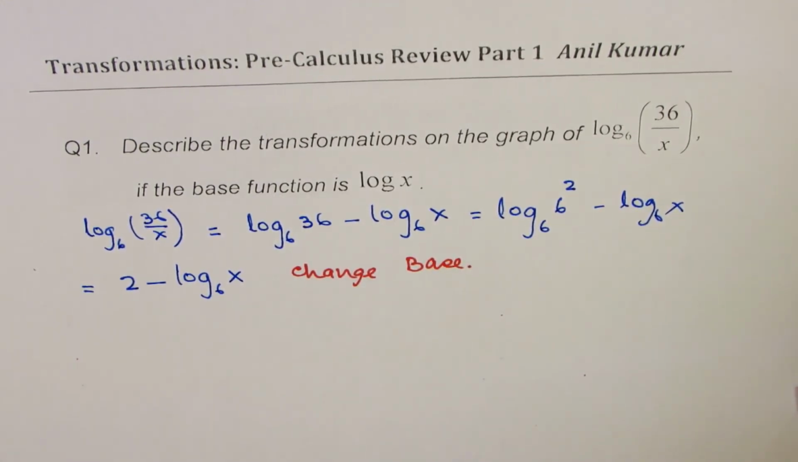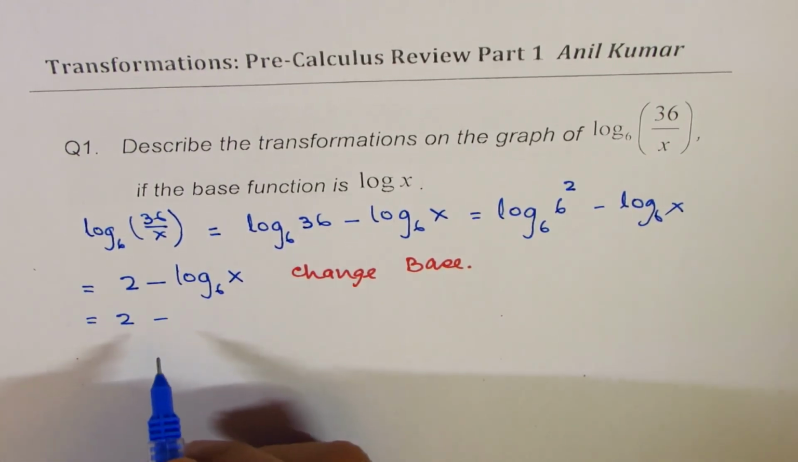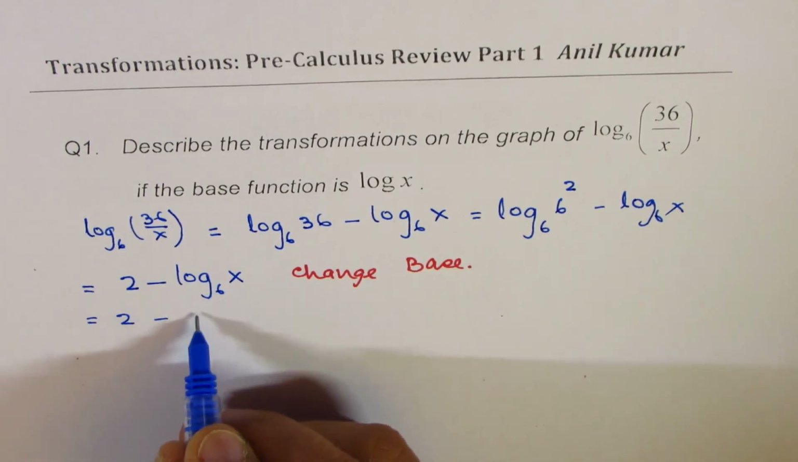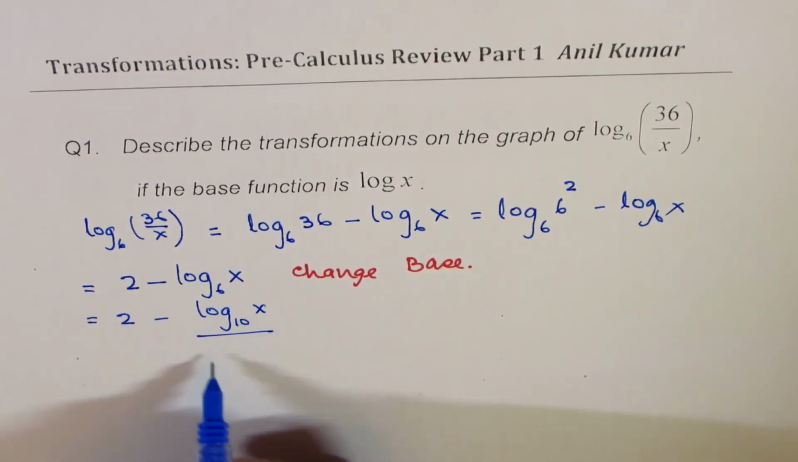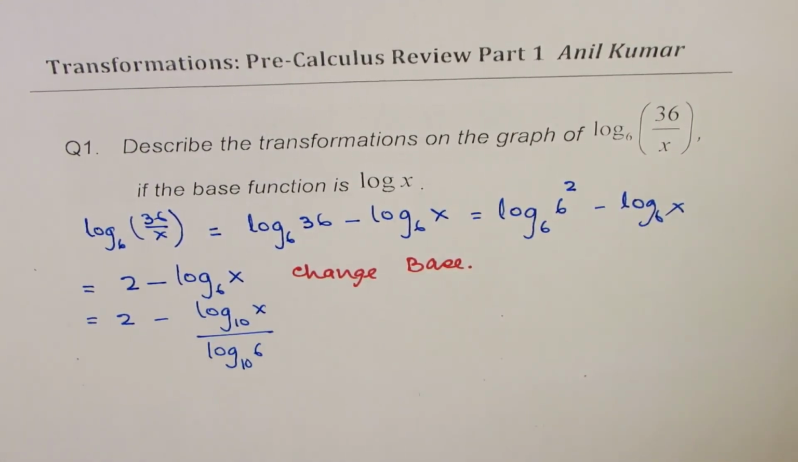So this is actually a very interesting question. If you change base to 10, you could write this as log to the base 10 of x divided by log to the base 10 of 6. So I've used properties of logarithms, right? You can change the base.